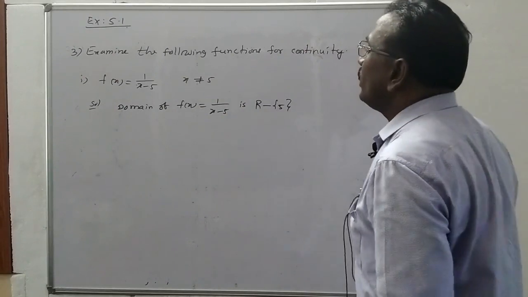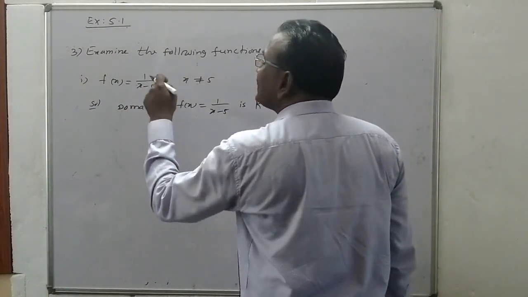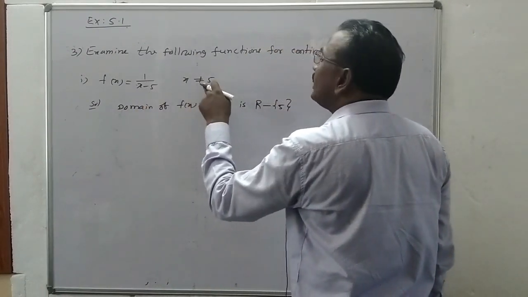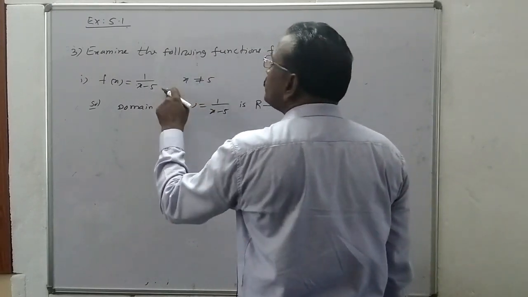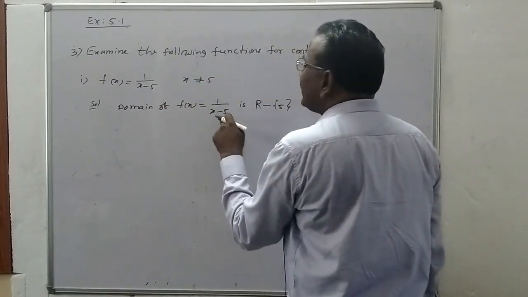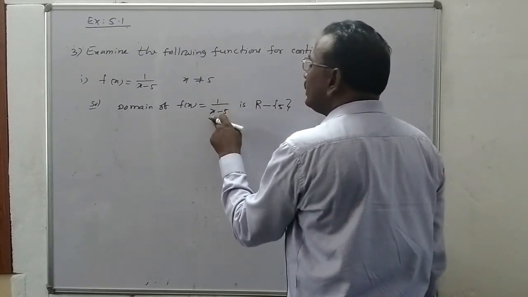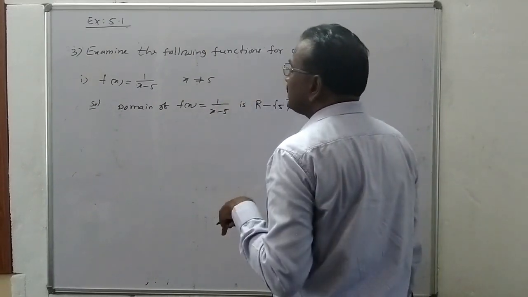Next, here 1 is a constant function, x minus 5 is a polynomial function. Denominator is not equal to 0 when x is not equal to 5. So therefore in this domain 1 by x minus 5 is defined, and the numerator is constant, the denominator is polynomial. We know that the division of two continuous functions is continuous.